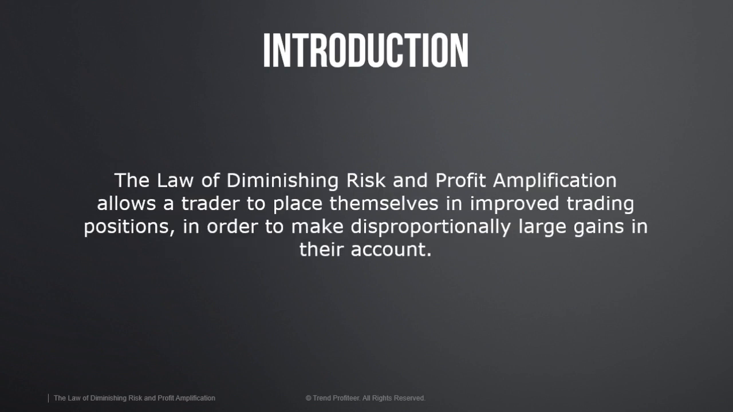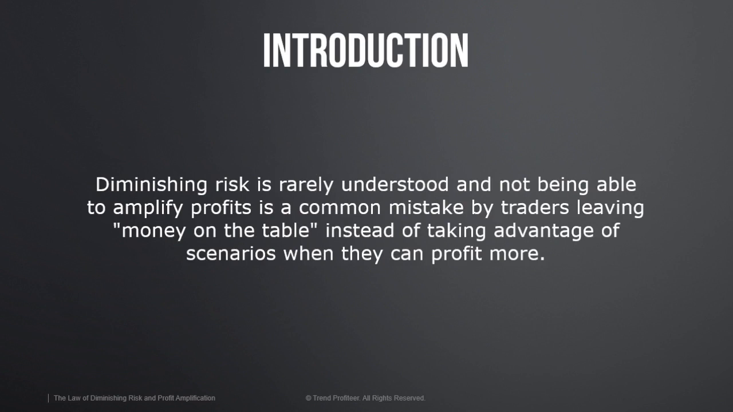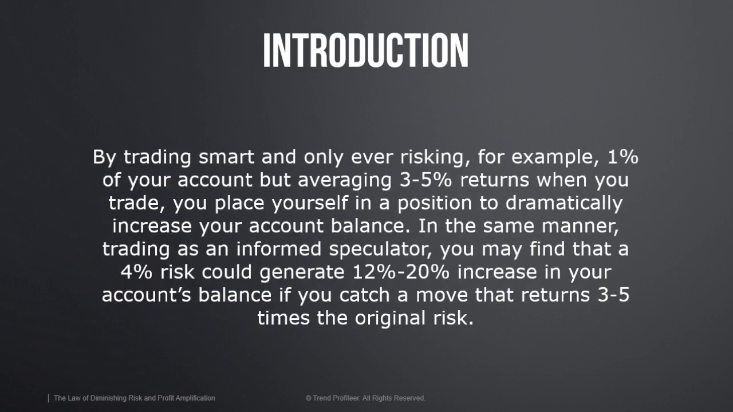So, the law of diminishing risk and profit amplification allows the trader to place themselves in improved trading positions in order to make disproportionately large gains in their account. Diminishing risk is rarely understood, and not being able to amplify profits is a common mistake by traders, leaving money on the table instead of taking advantage of scenarios when they can profit more. By trading smart and only ever risking, for example, 1% of your account, but leveraging 3 to 5% returns when you trade, you place yourself in a position to dramatically increase your account balance.